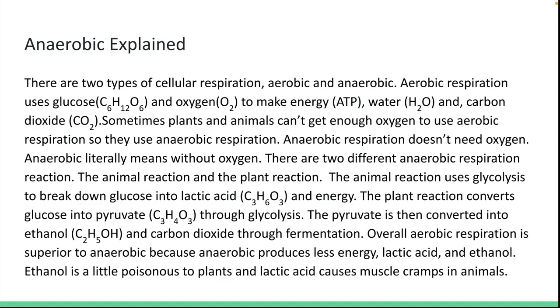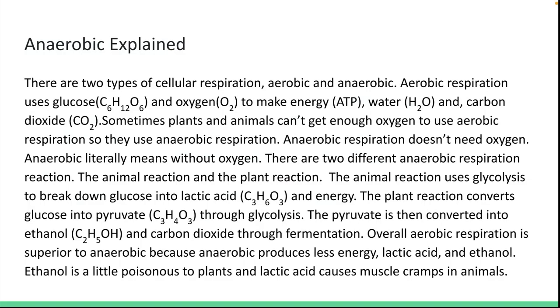Anaerobic respiration doesn't need oxygen. Anaerobic literally means without oxygen. There are two different anaerobic respiration reactions, the animal reaction and the plant reaction. The animal reaction uses glycolysis to break down glucose into lactic acid, C3H6O3, and energy stored as ATP. The plant reaction converts glucose into pyruvate, C3H4O3, through glycolysis. The pyruvate is then converted into ethanol, C2H5OH, and carbon dioxide through fermentation.